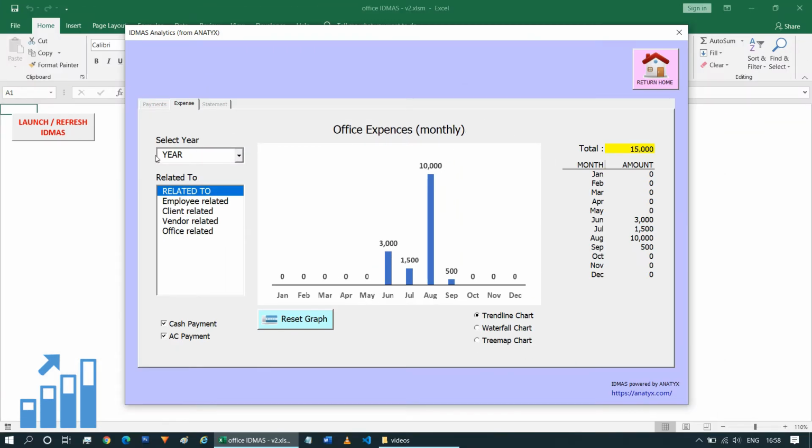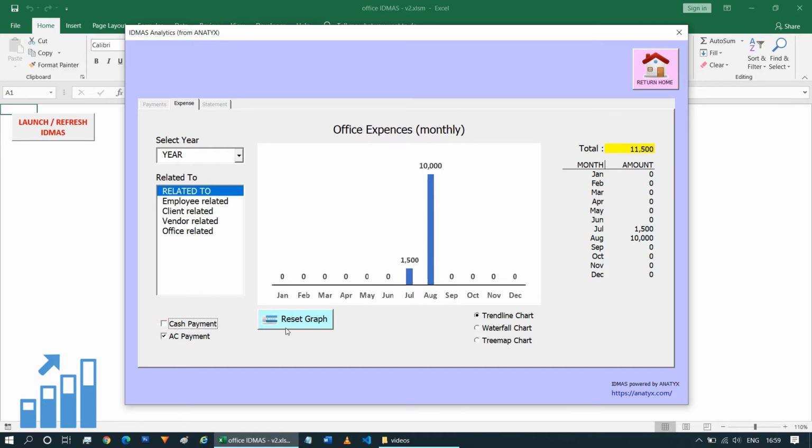So over here it gives us an option of selecting the year. Right now we only have 2020, so even if you select 2020 it will not change, but if you had 2021, 2022, you click on those years, you will get the data accordingly getting updated. So for now let us just keep it on the first option, which is year. Then it gives us 2 options over here, cash payment or account payment.